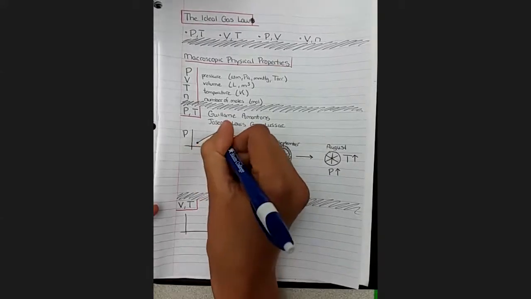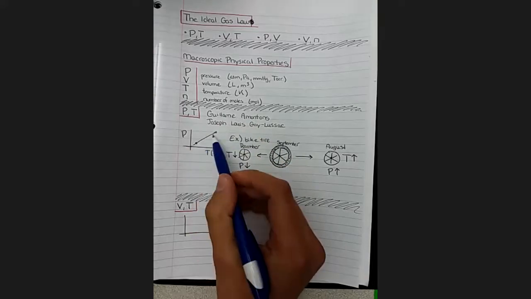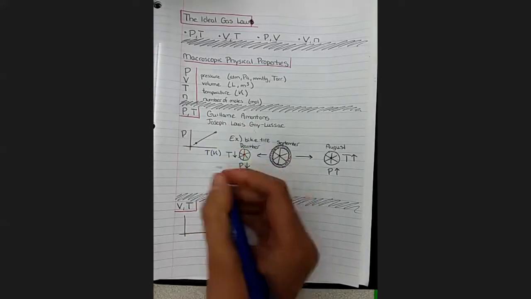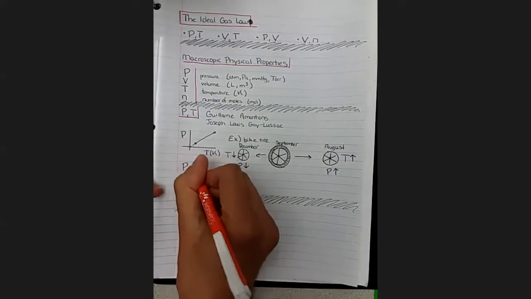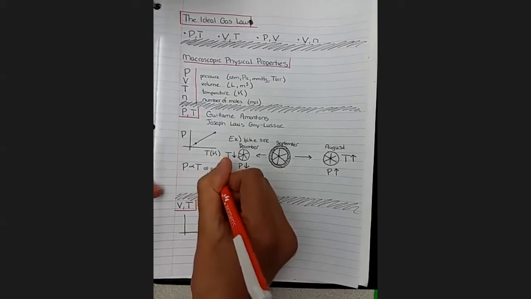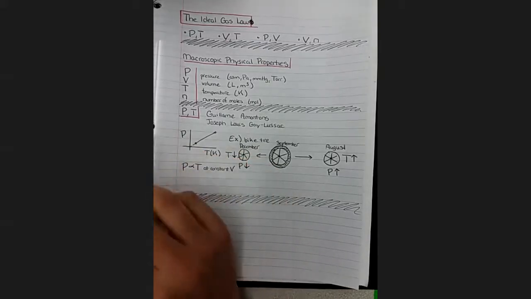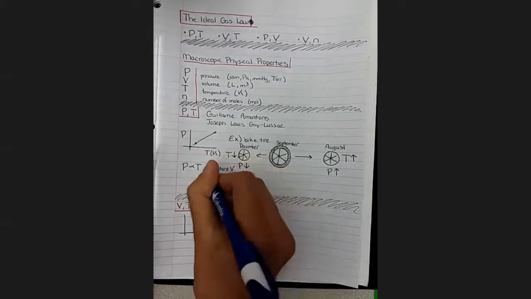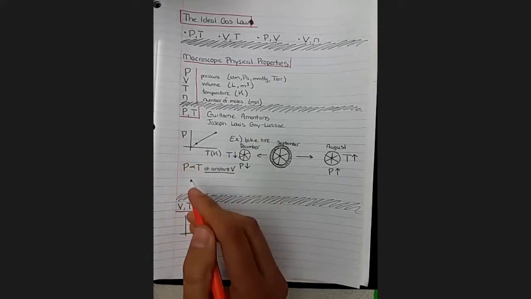And we can see the relationship between these two is positive. There's a positive slope on the line that connects them. That means that they are directly proportional. Pressure and temperature are directly proportional at constant volume, which is important. We are only changing 2 variables at a time here. Okay, so pressure and temperature are directly proportional.